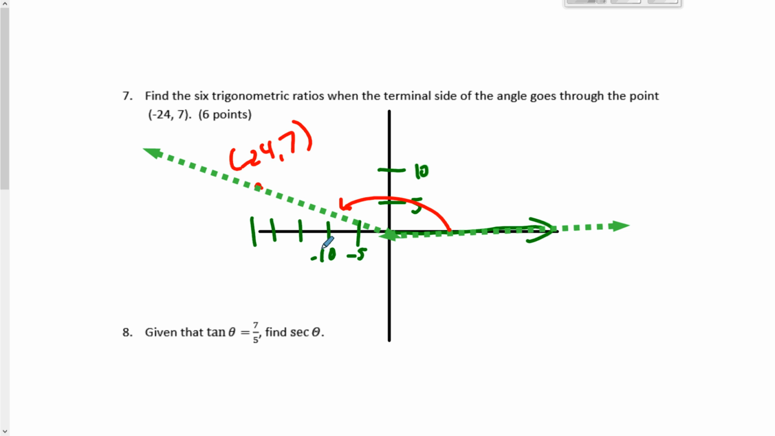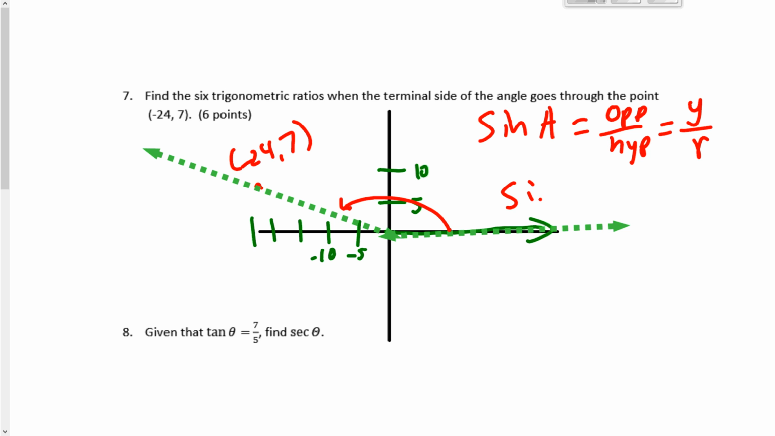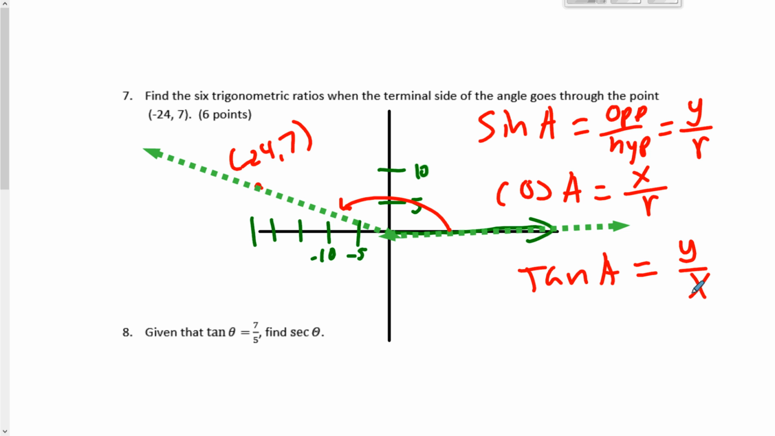But I want to find the 6 trig functions, which is sine of this angle, and you can label anything you want. You can label A, you can label B, you can label it theta, which I usually do a lot. So sine of A is opposite over hypotenuse. But from before in the first section, right, isn't it y over r? Sine of A is y over r. Here's cosine of A is x over r, and tangent of A is y over x. And so that's what I want to find. I want to find my x, y, and r.